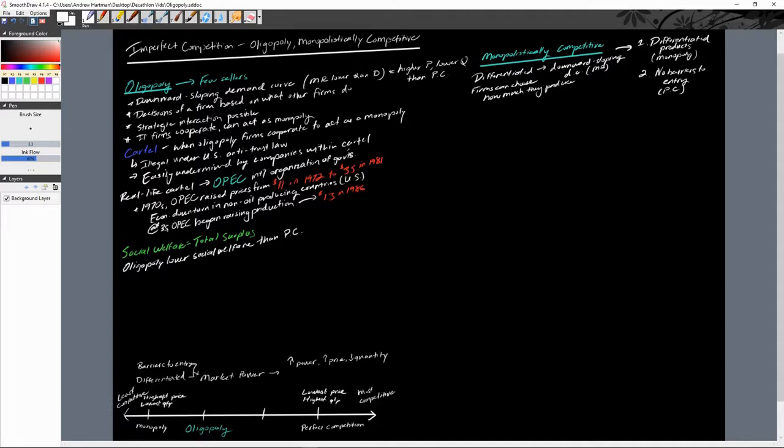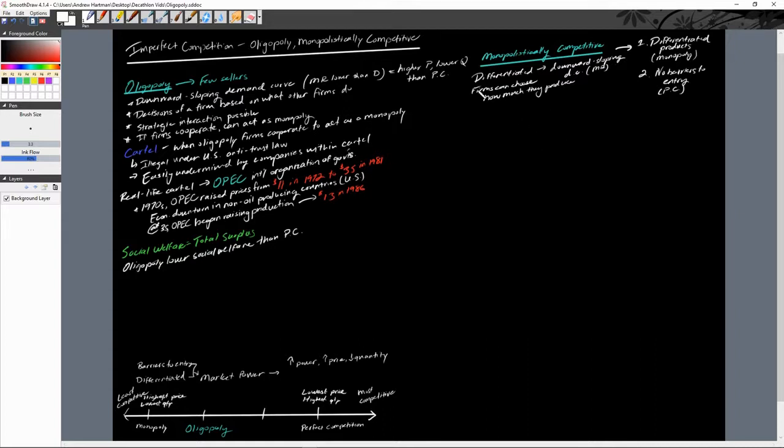At this point, we also see a situation where we're going to have less social welfare than we saw in the perfectly competitive market. They're not producing at that market equilibrium that we saw in the perfectly competitive market. So firms can choose how much they produce.